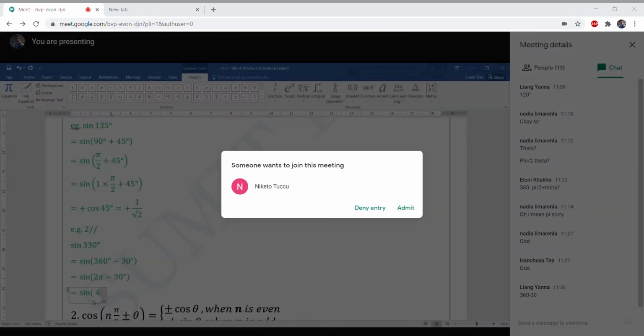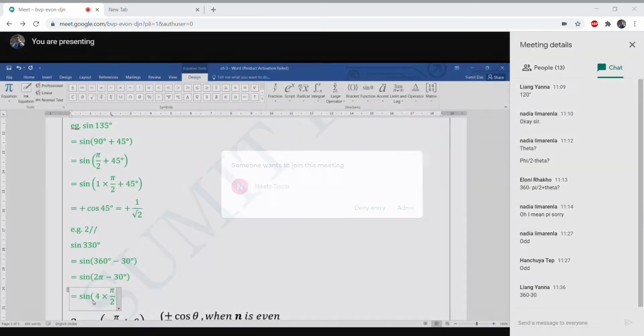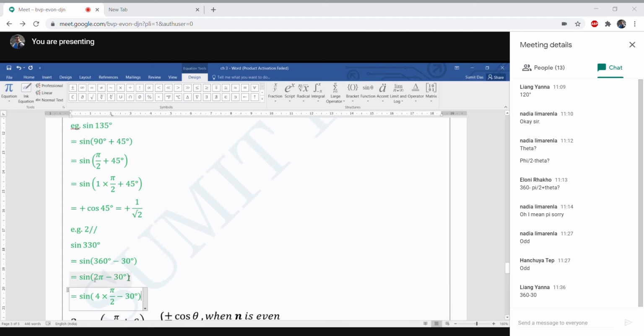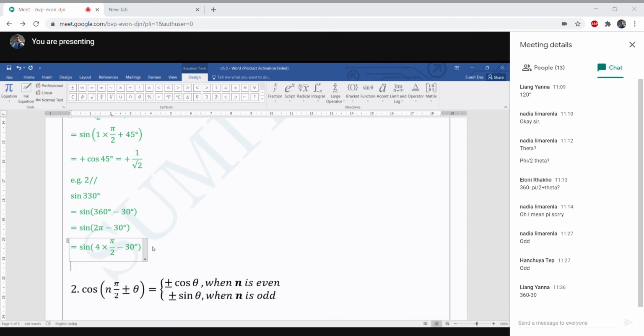Okay, for one thing I'm writing like this, 4 times of pi by 2 minus 30 degree. Yeah, we have to write it in terms of pi by 2, right? So 2 pi and 4 into pi by 2, they are the same, right? Now let me know what is the value of n.